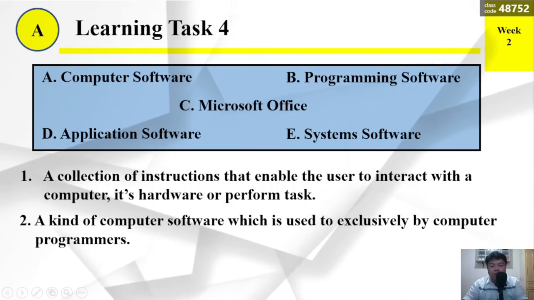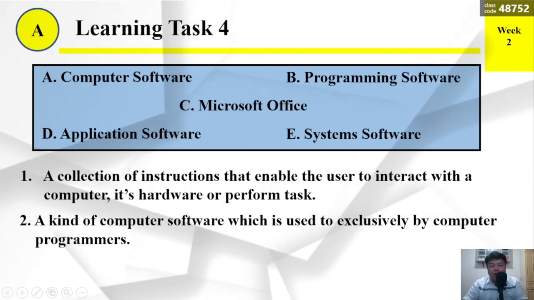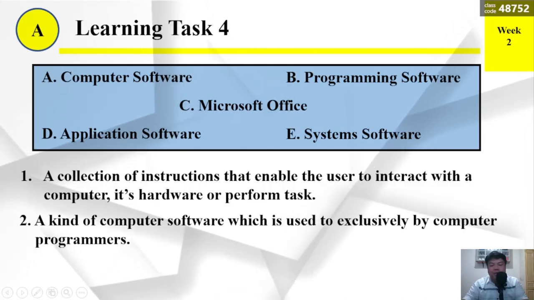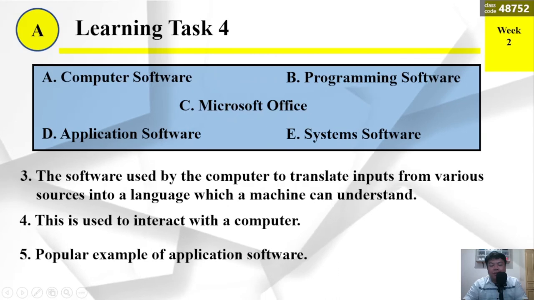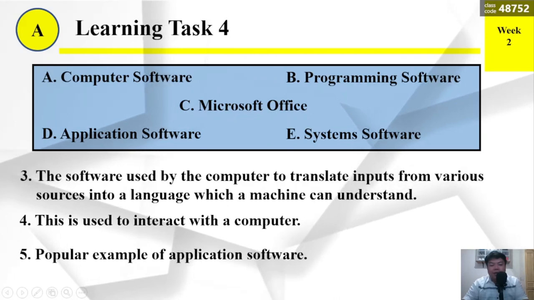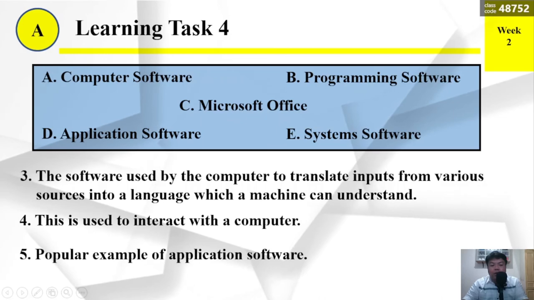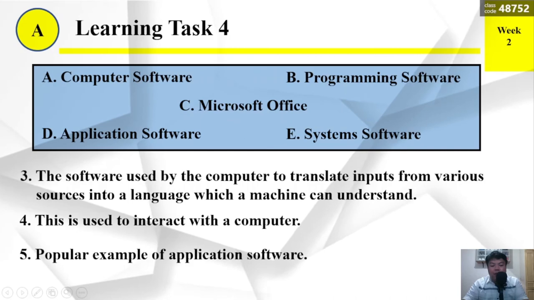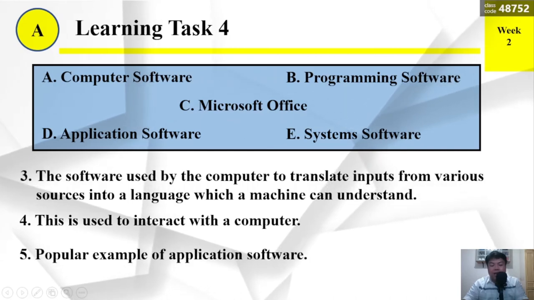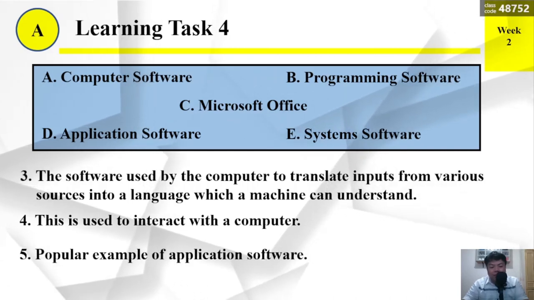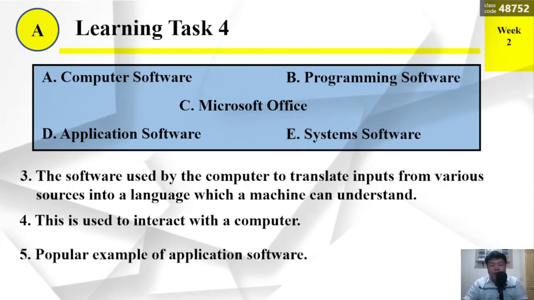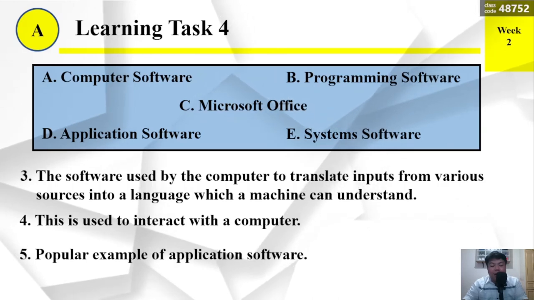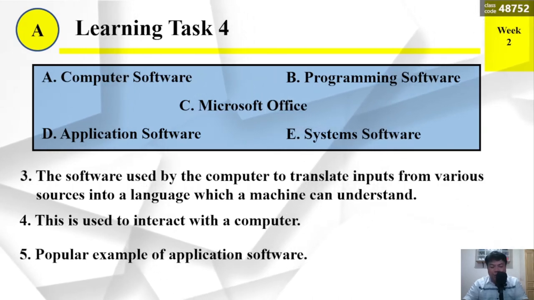Number 2, a kind of computer software which is used exclusively by computer programmers. Number 3, the software used by the computer to translate inputs from various sources into a language which a machine can understand. Number 4, this is used to interact with a computer. Number 5, popular example of application software.